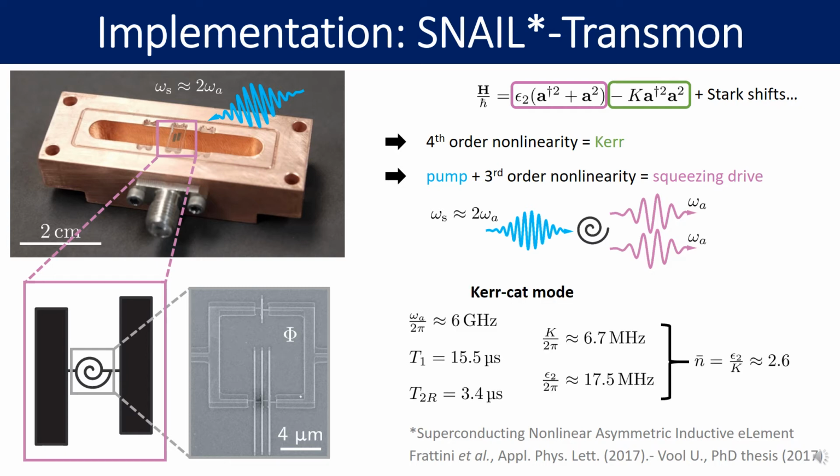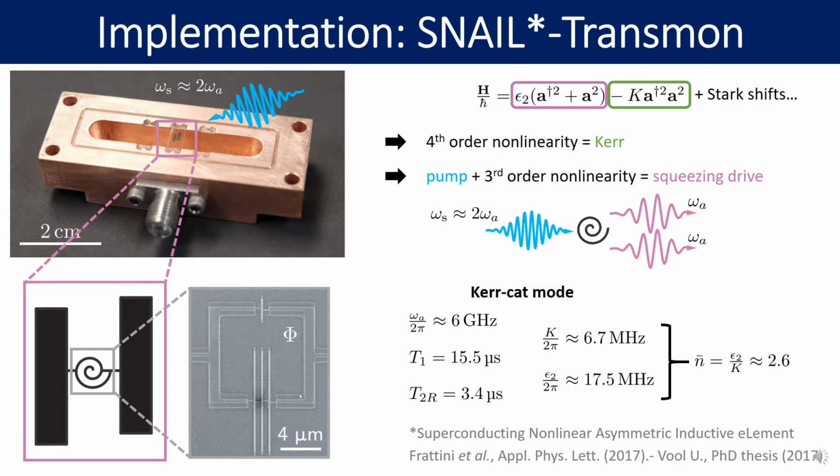Here are some system parameters. The frequency of our mode is 6 GHz. Its single photon lifetime is 15.5 microseconds. Its T2 Ramsey coherence time is 3.4 microseconds. And what we engineered here for the Kerr nonlinearity is 6.7 megahertz. And in this system, we can achieve a single mode squeezing strength of 17.5 megahertz, meaning that since the photon number is dependent on the ratio between these two quantities, we can reach about 2.6 photons here. So let me just stress again that the mode that the Kerr-Cat will live in is going to be the mode on this sapphire chip here.